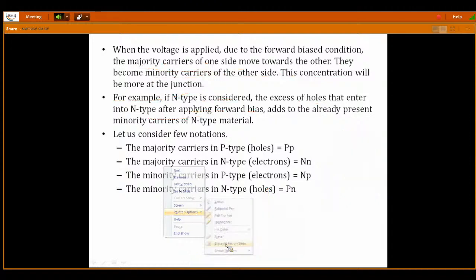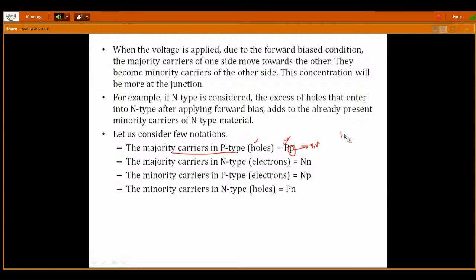If this notation is not clear, the next slides are also not going to be clear. What is the notation here? Majority carriers in the P type. What are the majority carriers in the P type? Holes. Now see, the second letter, the subscript, represents your material type, whether it is P type or N type. And the first letter represents your charge carrier, whether it is hole or electron.